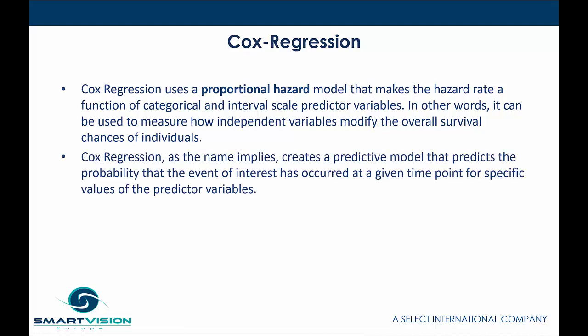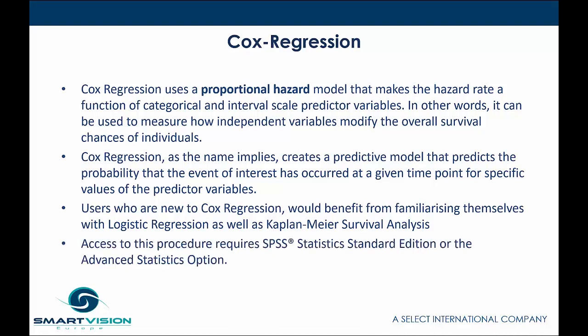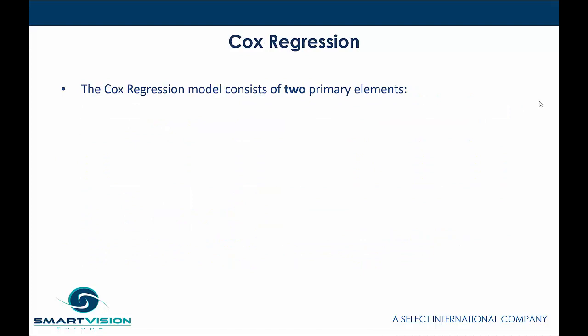And as the name implies, what with it being called a regression method, it creates a predictive model that predicts the probability that the event of interest has occurred at a given time point for specific values of the independent predictor variables. Users who are new to Cox regression would benefit from familiarizing themselves with techniques such as logistic regression, as well as knowing a little bit about survival analysis and maybe looking at Kaplan-Meier beforehand. You should be aware that access to this procedure requires SPSS standard edition, or at least the advanced statistics optional module.